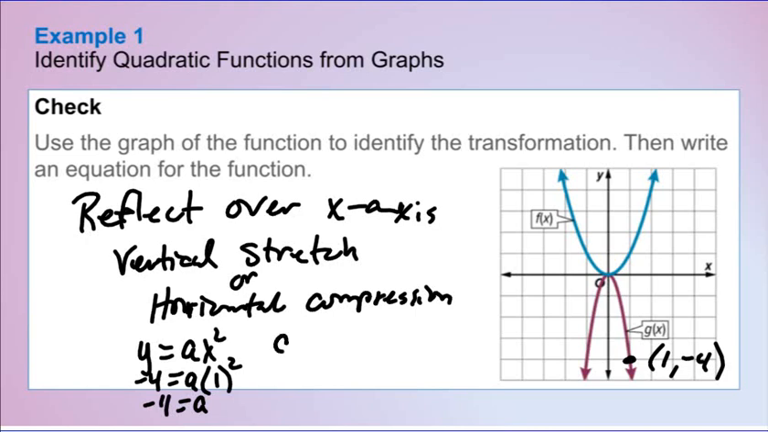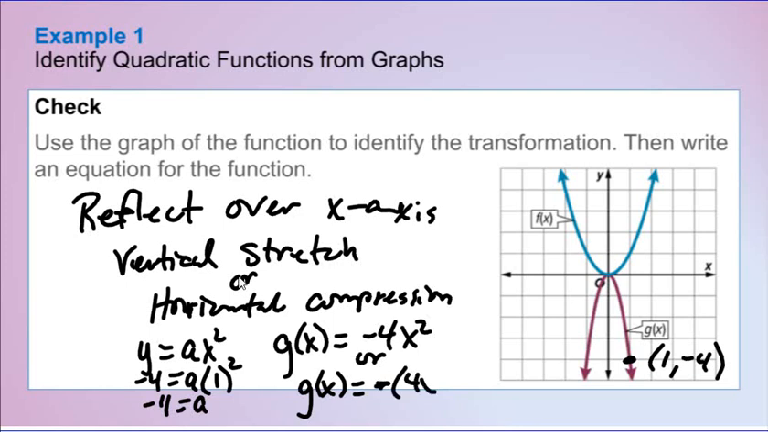So I could have this be g of x equaling negative 4 x squared, or I could do g of x equaling a negative and then 2x and then the square on the outside. Actually, I wouldn't put the 4 in here. I would have to do 2, because then that would still make it negative 4x squared. Those are your two ways of writing your equation.